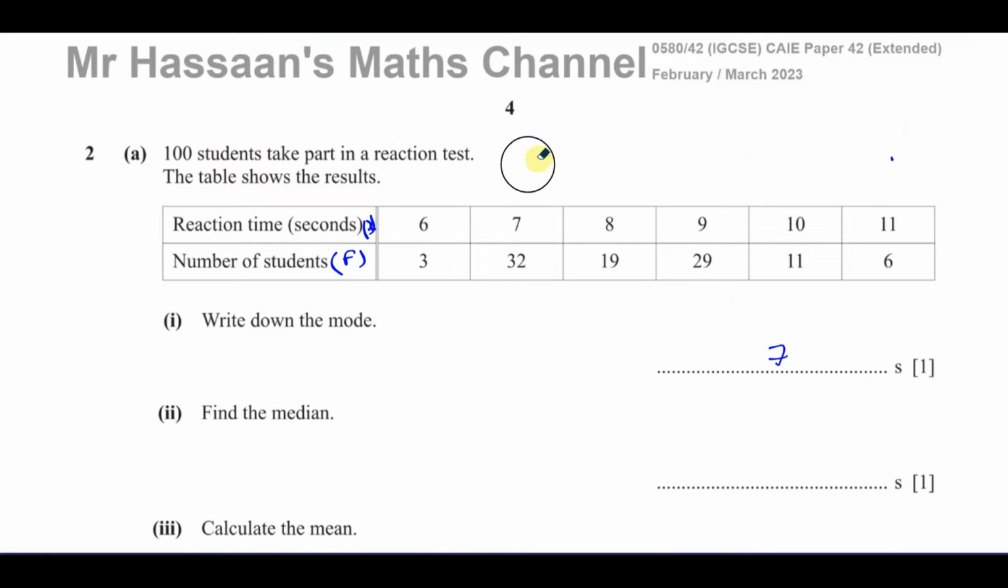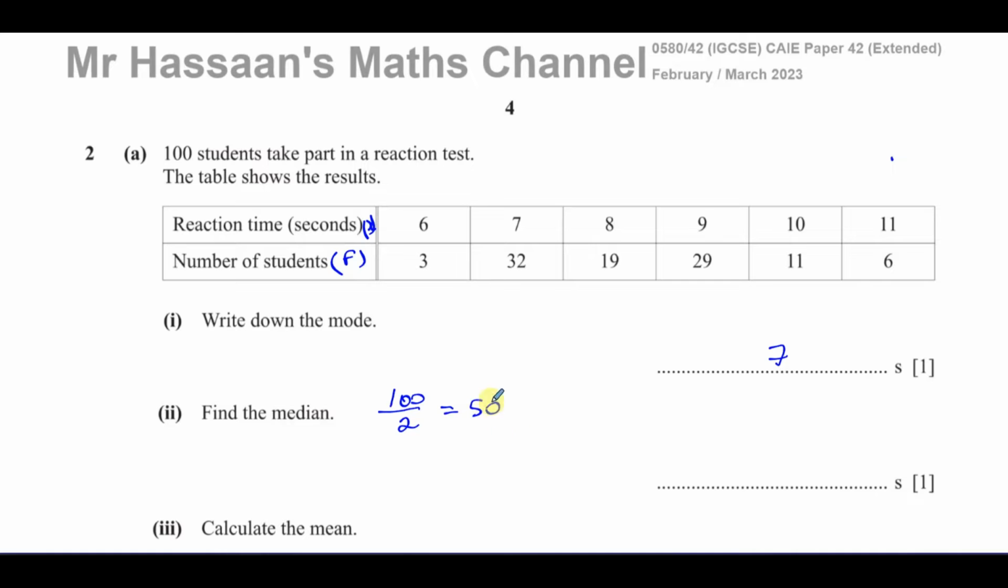So first of all you have to understand what the median is. The median is a number that's in the middle when the numbers are written in order of size. There are 100 numbers in the data, so the median is found by taking 100 and dividing it by 2. Well, that gives us 50.